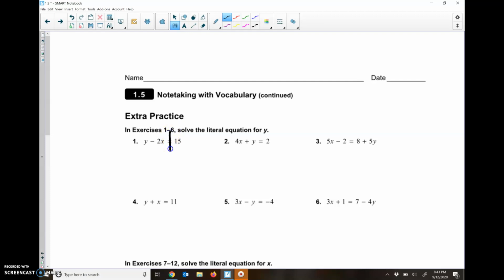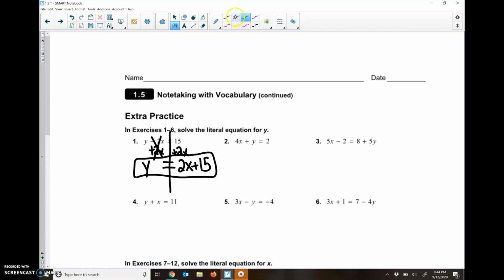Same thing as before. I have a minus 2x on this side, so I'm going to add 2x to both sides. That's going to cancel, so I'm left with y equals on the left side. And then on the right side, I have 2x plus 15. And that's all I'm going to do. That's going to be my answer. Y is by itself. It says y equals. So then I know I'm done.